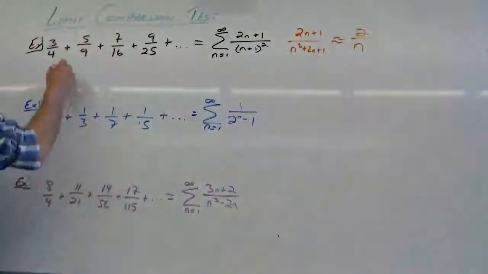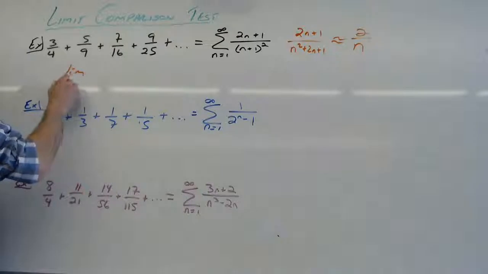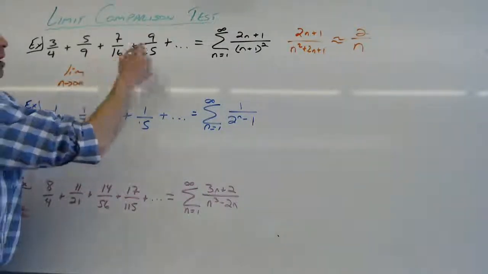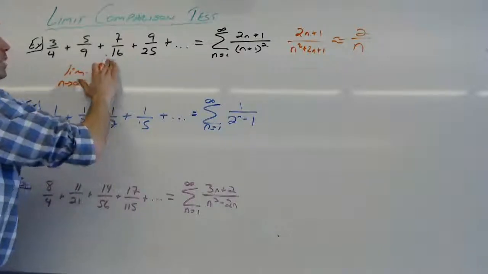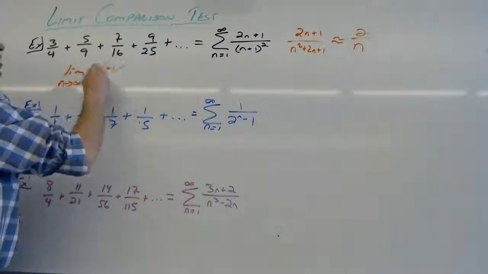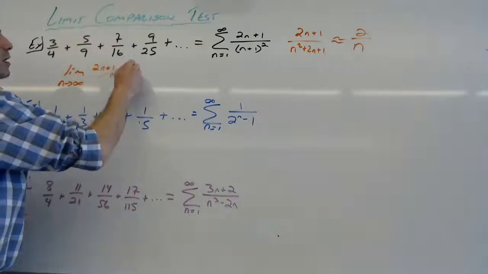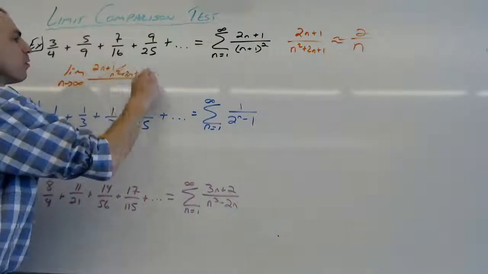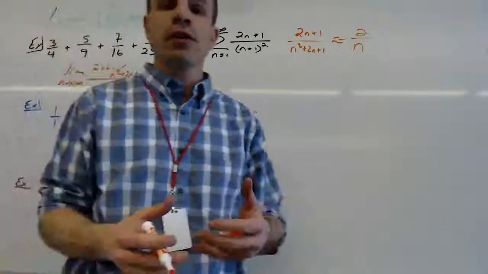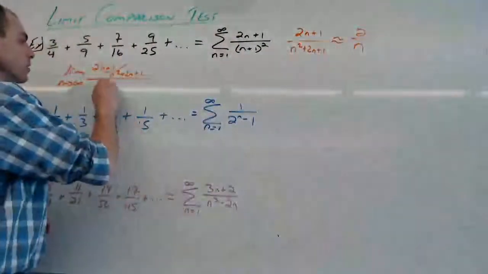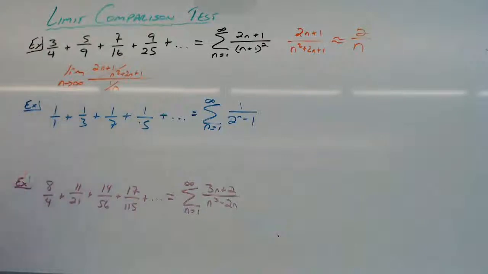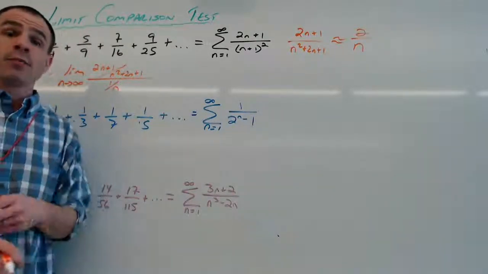So what are we going to do? We're going to take the limit as n approaches infinity of our series, which is 2n plus 1 over n squared plus 2n plus 1, over the series that we know for a fact diverges, which is just 1 over n. And we want to find this limit. Now we've got fractions inside of fractions, so we know that we can just multiply by the reciprocal.